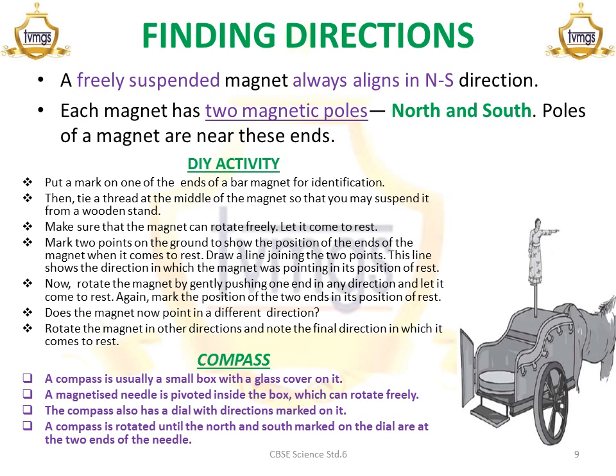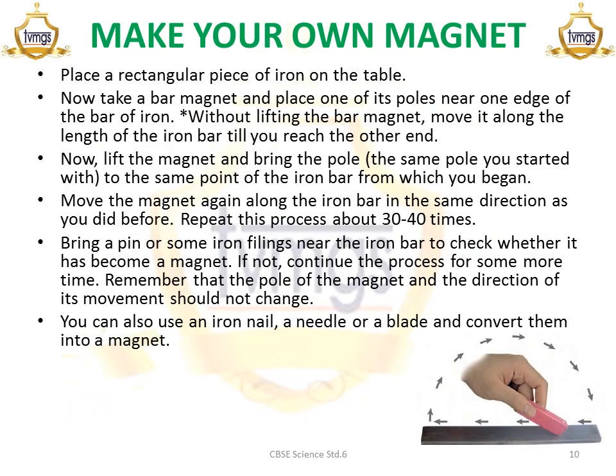And that is how you use a compass to locate the direction you are in and where you would like to move towards. From a compass, we come to know that we can make our own magnet. So let's learn how this can be done. It's pretty simple. All you have to do is place a rectangular piece of iron on the table. Take a bar magnet and place one of its poles near one edge of the iron bar. Now without lifting the bar magnet, move it along the length of the iron bar till you reach the other end, as you can see in the figure.